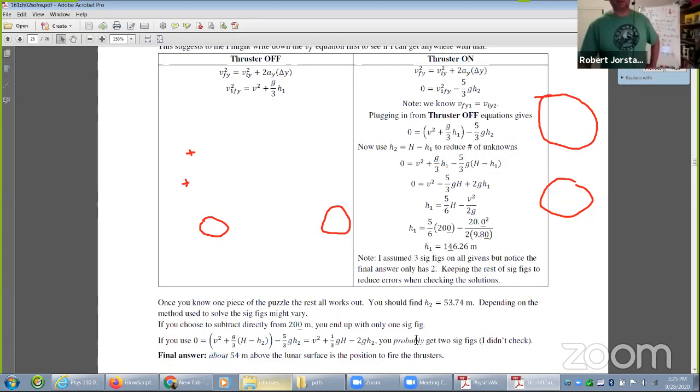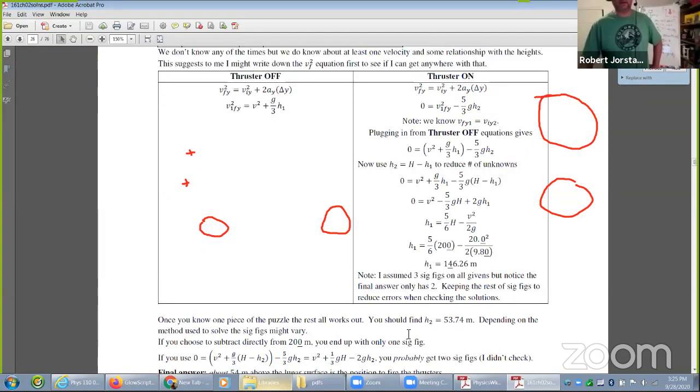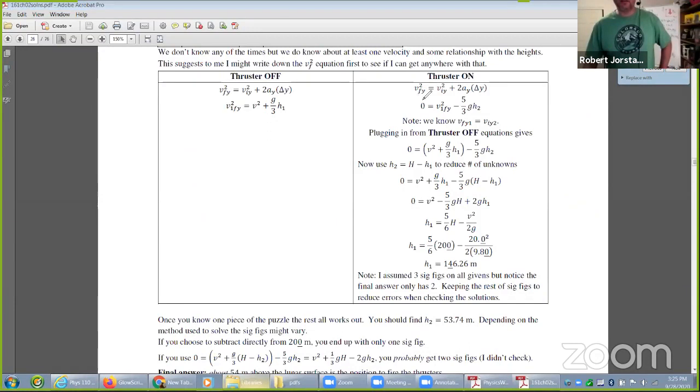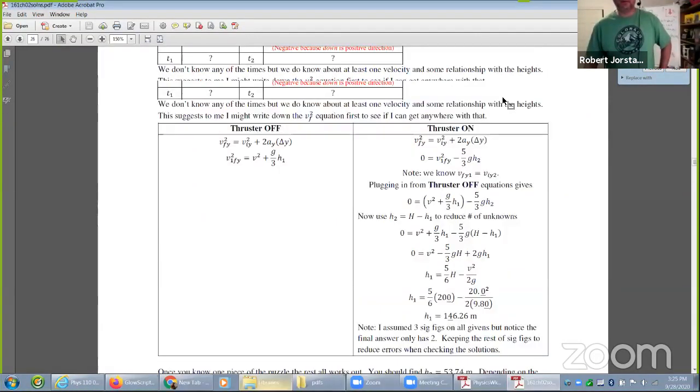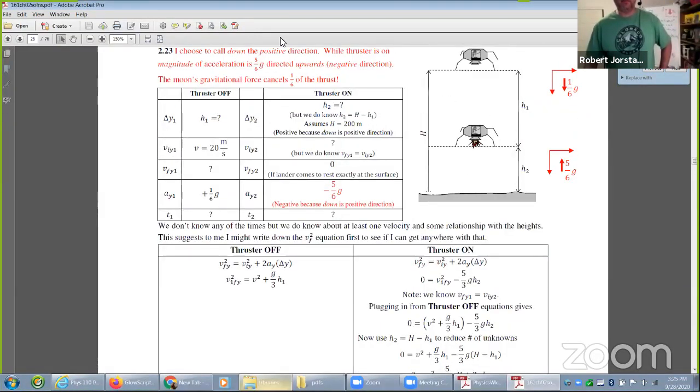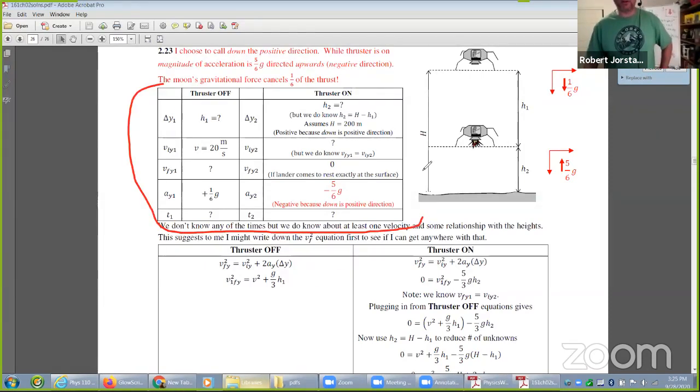Yeah, so, okay, this is good to note. Once you know one piece of the puzzle, everything else works out. The hardest part in your physics question is getting that first part correct. And so, what are the strategies? The strategies are list your givens and write your equations. Listing, it's so important to get this right.